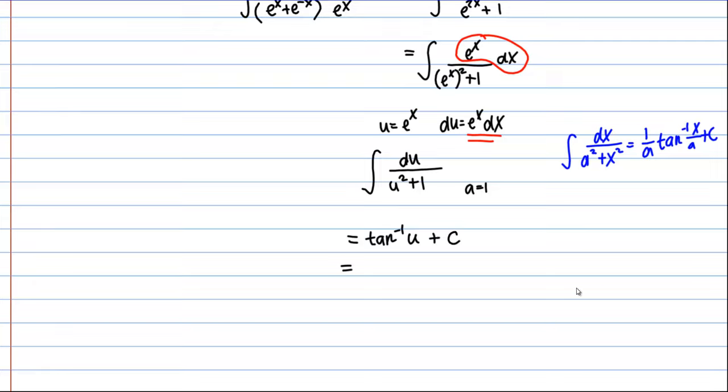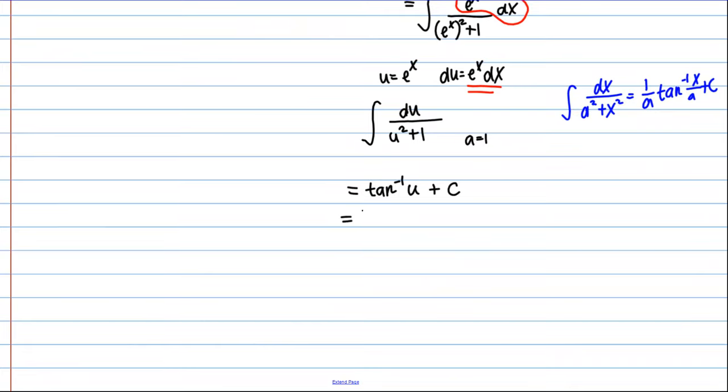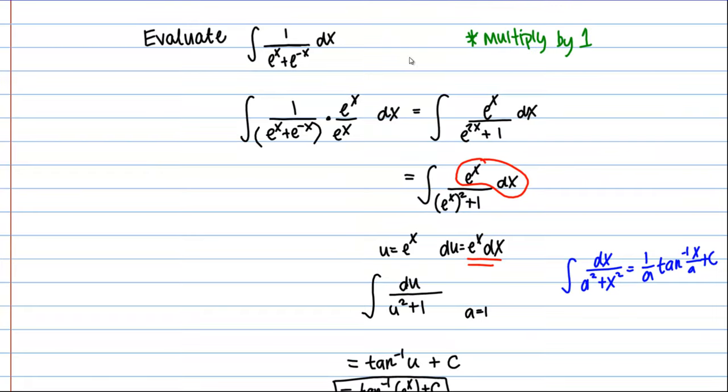And as my last step, I just need to remember to put back in my original variable. So u was e to the x, so this becomes the inverse tan of e to the x plus c as my final answer. So here, multiplying both the top and the bottom by the same expression, which is what we mean by multiplying by 1, allowed us to get to a point where we could use a u substitution to solve the problem.